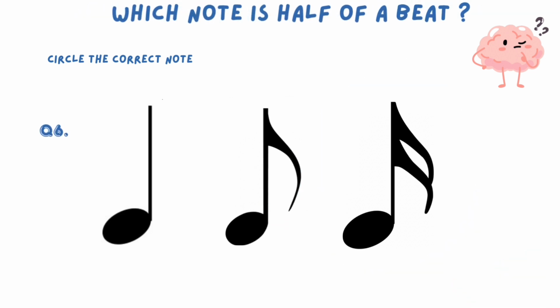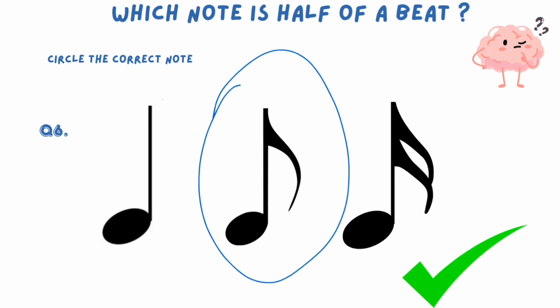Okay, which note out of these three is half of a beat? So have a think about this one. Pause the video if you need to. Which one of these is half of a beat? Answer coming up. 3, 2, 1. There you go. So it'd be a quaver. A quaver is half of a beat.